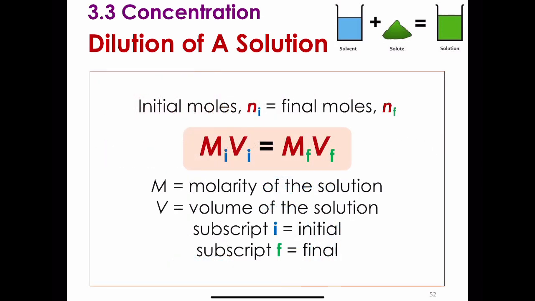Okay? So, basically, formula yang kamu akan guna adalah MIVI equals to MFVF, where MI adalah molarity initial, VI adalah volume initial, MF pula adalah final molarity and VF adalah final volume. So kita akan guna pakai formula ni sekarang. So kita akan tengok 3 example.